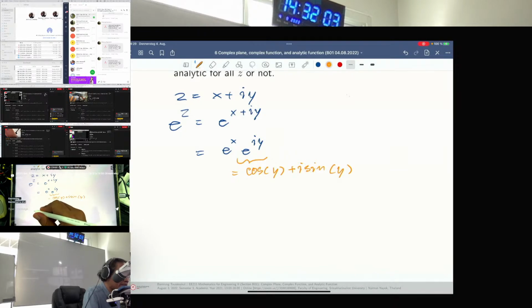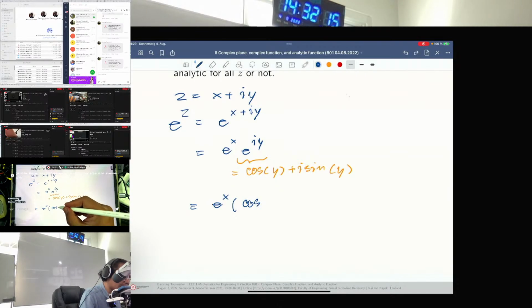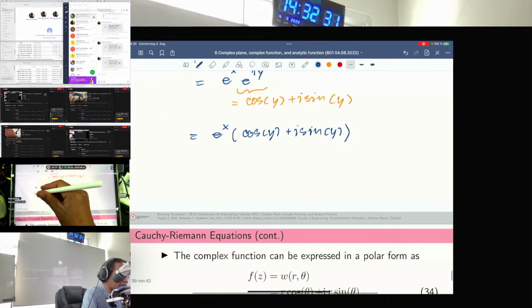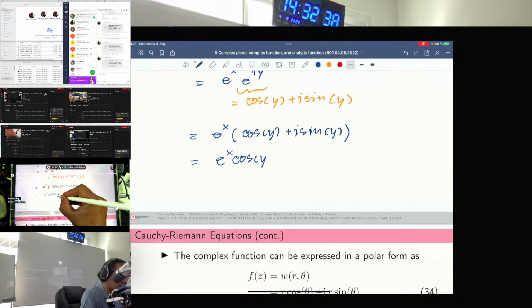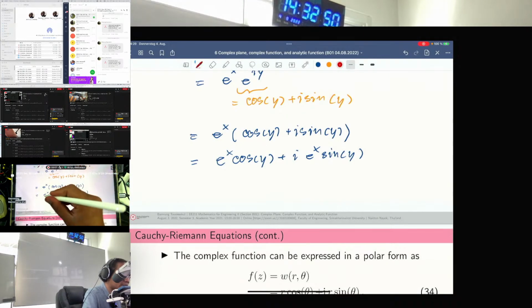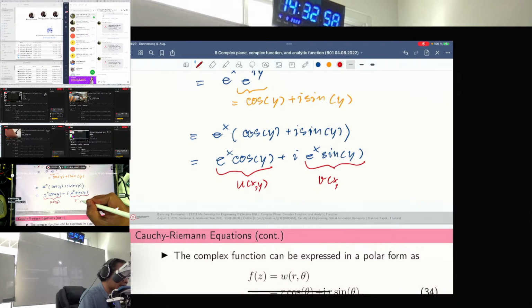So the whole thing here will be exponential of x, then open cosine y plus i sine y, right? And then we distribute exponential x to each component, right? We're going to get exponential x cosine y plus i exponential x sine y, right? So this is u(x,y), and here is v(x,y), right?